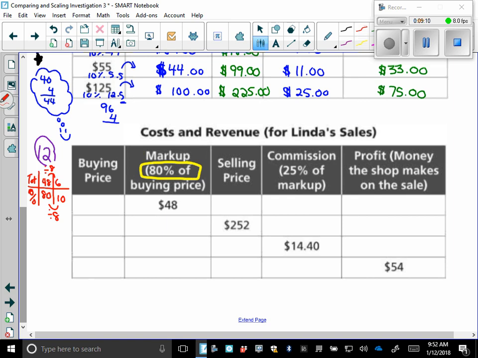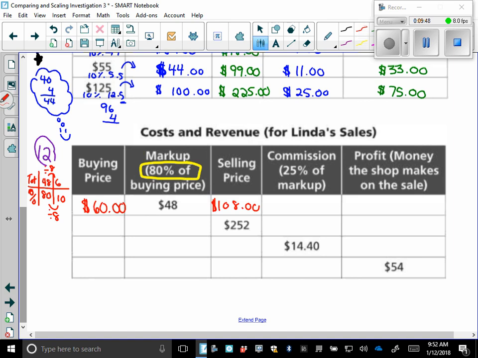So if $6 is 10%, what's 100%? 60. So let's see, thumbs up, thumbs down on that. Okay. So if you have that, I know you could do the rest of it because you did that in the table above. How many people did not get that 60? So you got row 1 pretty well? Okay. So then the selling price you would have had 108. Is that correct?